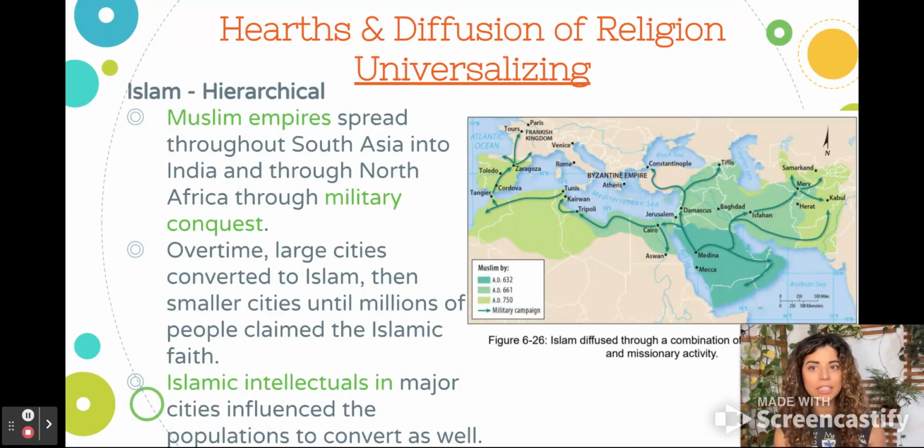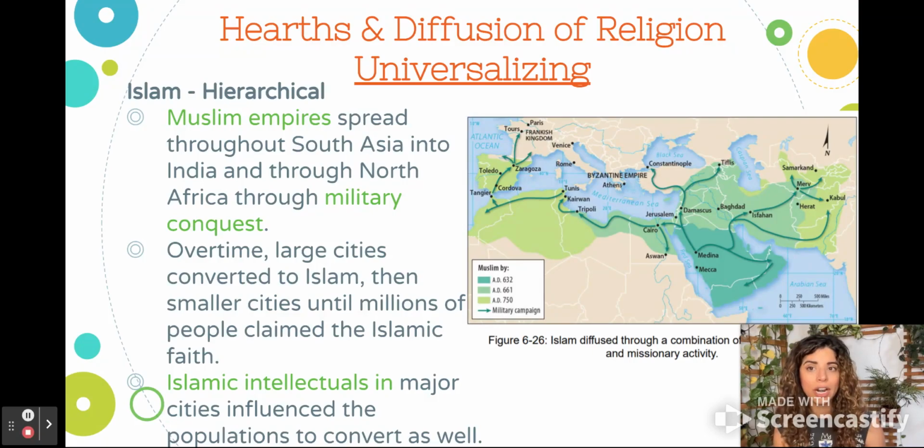So for hierarchical, again, from the top down, Muslim empires spread this throughout the area that they conquered, pictured here in this map. And again, using that military conquest, so orders from the top down. Over time, large cities converted to Islam, so then we saw that wider spreading, and then smaller cities until millions of people are now part of the Islamic faith.